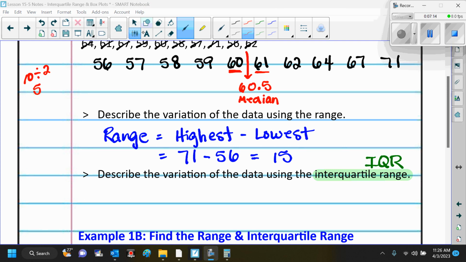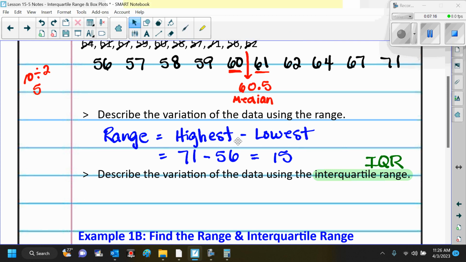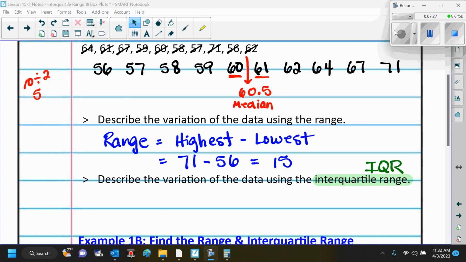So there's our median, and now we've got to find the median of the lower half and the median of the upper half. So it's the middle number of the lower half. That's the lower quartile. So the median of the lower half is just the middle number. So here, there's five numbers here. So we're going to count, and you can already see it. The middle number is 58. And over here, the median of the upper half, 1, 2, 3, 4, 5, is 64.